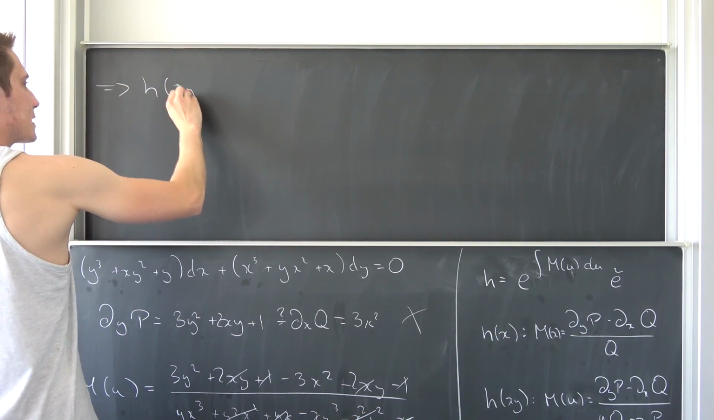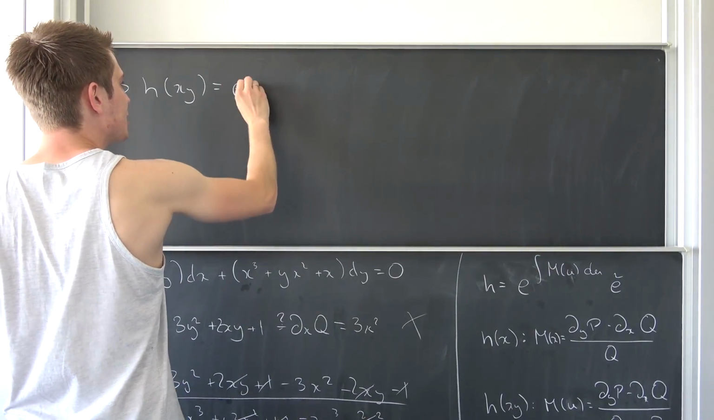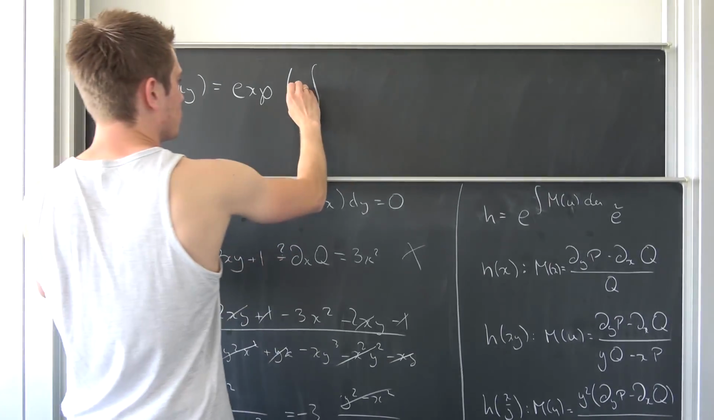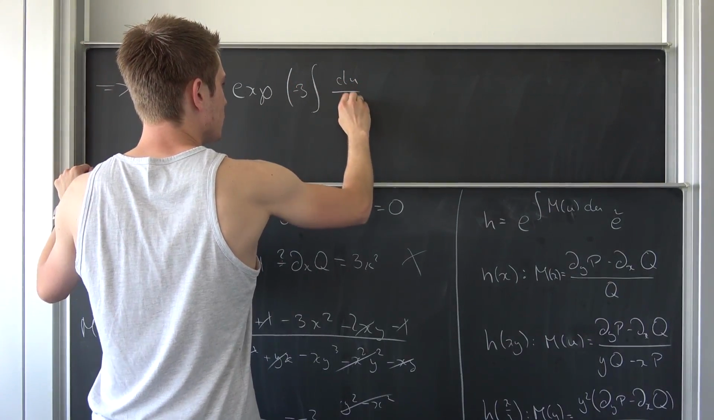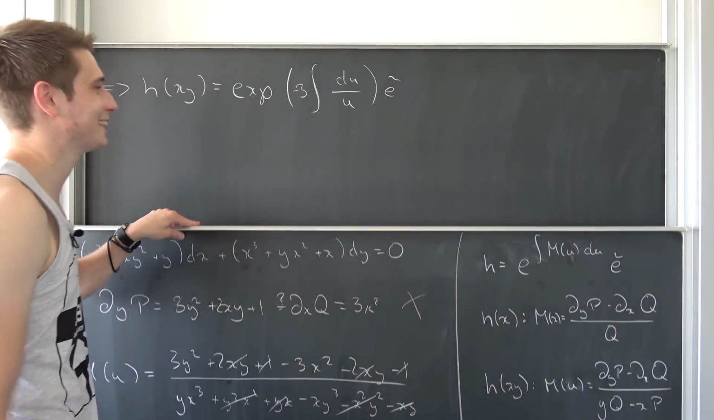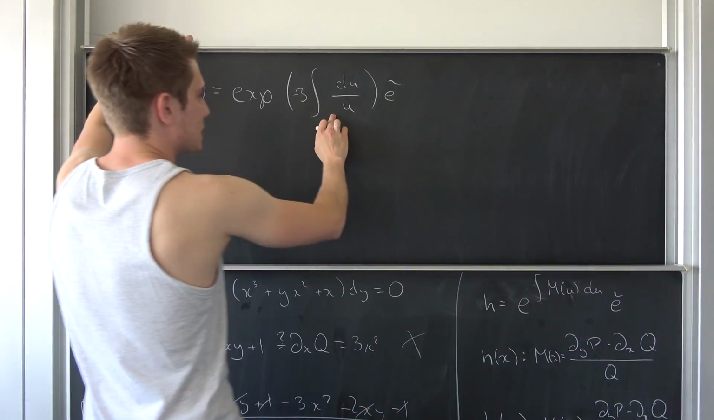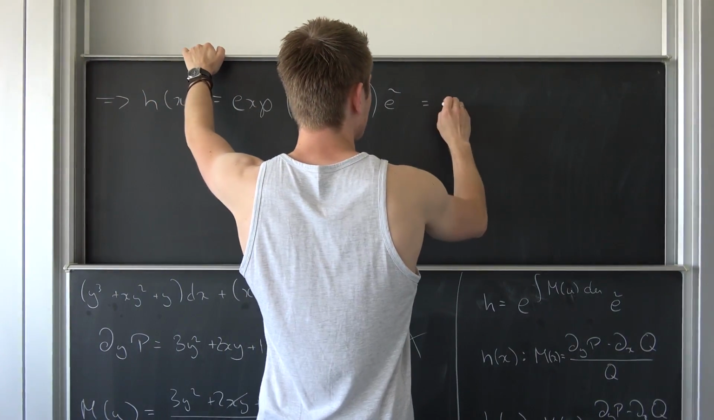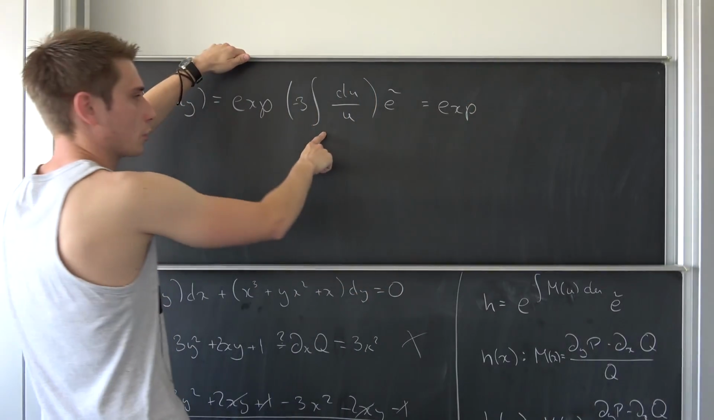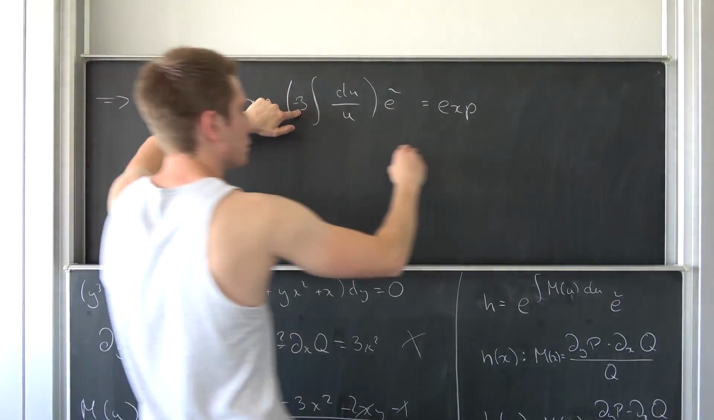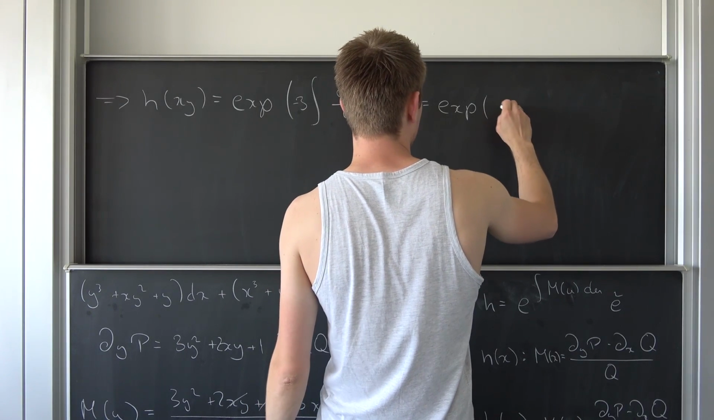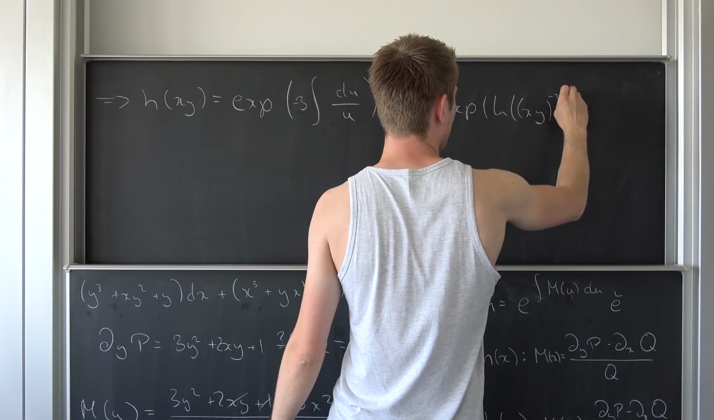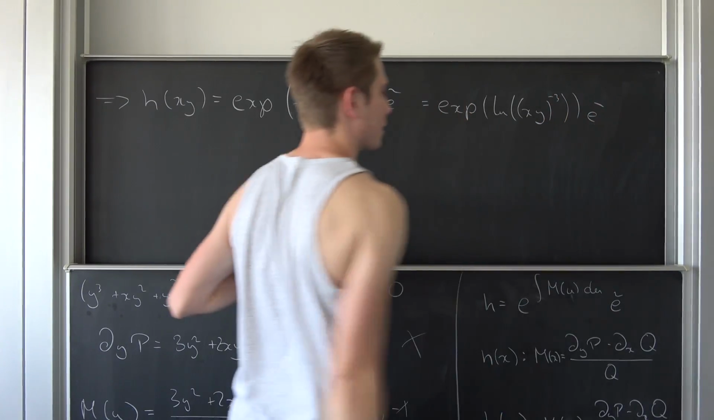Meaning, our h of x times y is thus nothing but e to the power of an integral. Now we are going to get -3, I'm going to put it to the front, du over u. Now, this is going to give us the natural log of u in this case, so natural log of x times y. e to the natural log of x times y in this case, we can bring -3 in, so this is going to give us the natural log of x times y to the -3rd power times e.